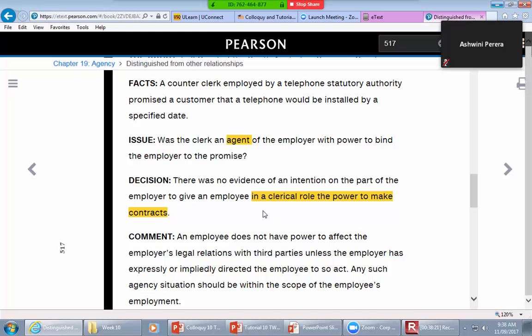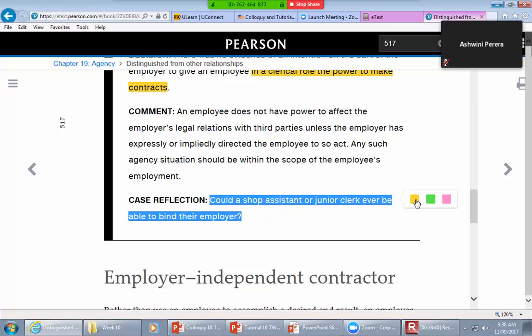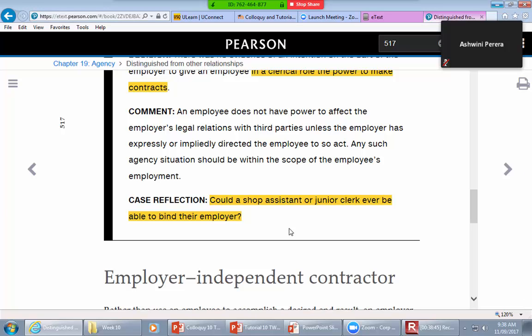Okay. So again, an employee doesn't have the power to affect the employer's legal relations with third parties unless the employer has expressly or impliedly directed the employee to so act. All right, so let's look at this quickly. Could a shop assistant or a junior clerk even be able to bind their employer?